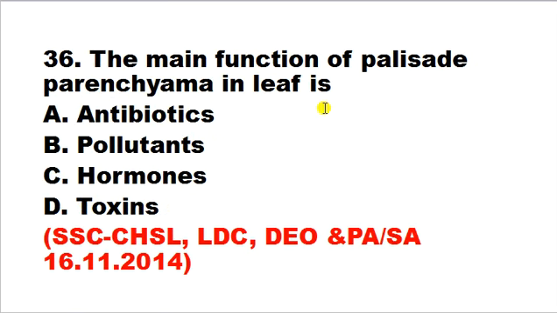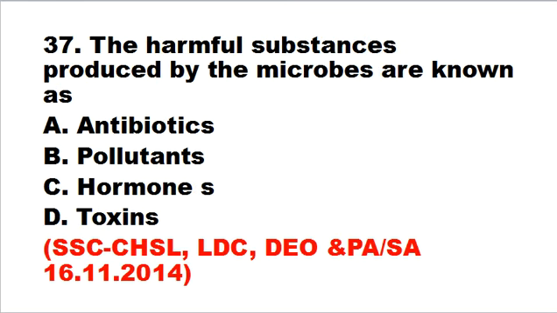The main function of palisade parenchyma in leaf is antibiotic, pollutant, hormone, toxins. So I think friends, these options are merging from another question. So here option D is photosynthesis, that means palisade parenchyma is present on the leaf upper surface and it contains chloroplast, and its major function is to absorb maximum light and convert into the chemical energy. That means they will do the photosynthesis process maximum. So answer D is correct here.